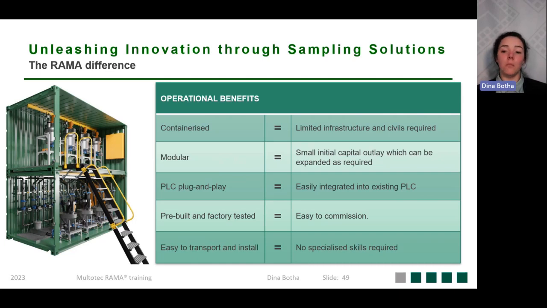This also makes the unit modular, easily expandable, as each containerized unit is equipped with 4 process lines. The unit comes complete with a PLC ready for plug and play, and the containers are pre-built and factory tested, making them easy to transport and install and significantly easing the commissioning process.